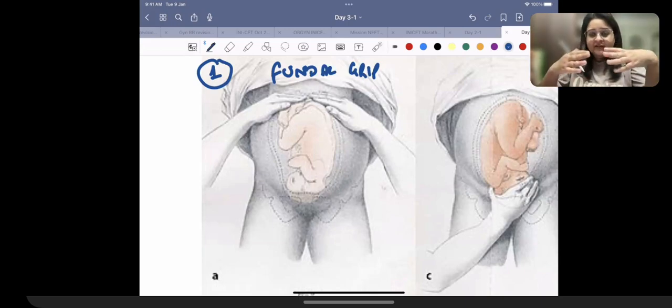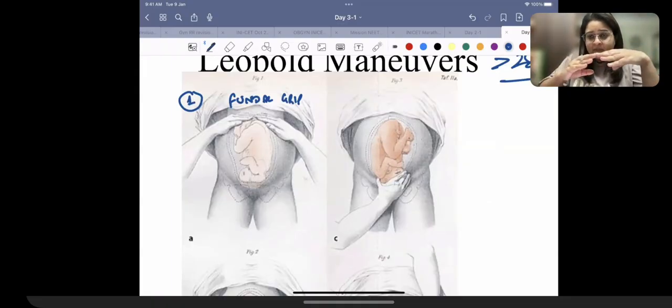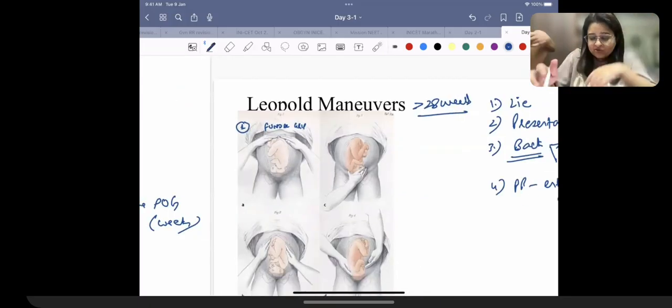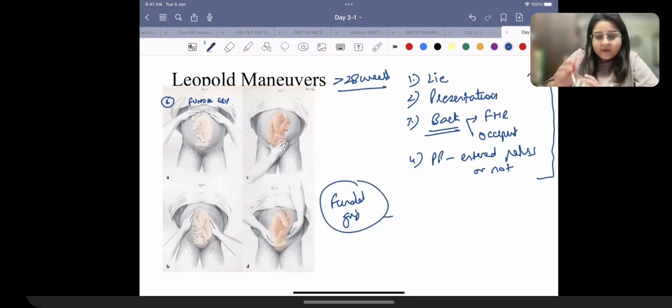We put our hands on the fundus of the uterus to determine what part is lying in the fundus. Now, if like in this picture, the breech is in the fundus, what are we going to feel? We're going to feel a firm, broad, non-ballotable structure. Remember, the breech is very wide, so it is not ballotable.